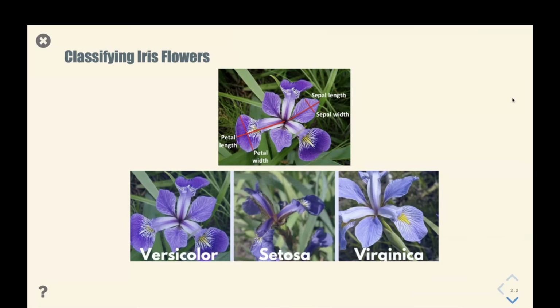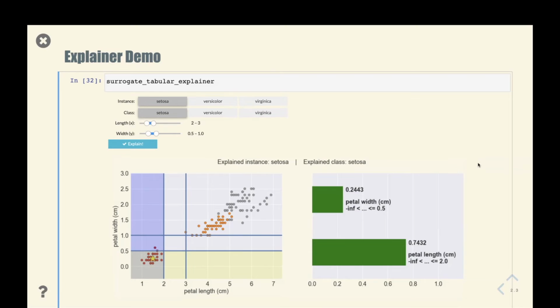So here in this demo, we are trying to classify the iris flowers, so the very famous iris dataset in machine learning, where we have 4 measurements: sepal and petal length and width, and we are trying to decide whether it's a versicolor, setosa, or virginica type variety of the flower. So again, we are splitting our tabular data into regions, and then we are generating a surrogate explanation based on these regions.